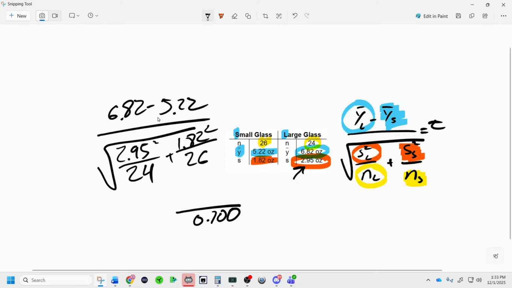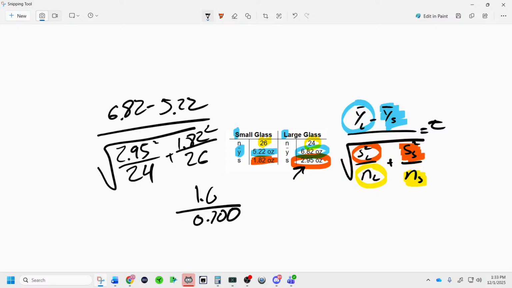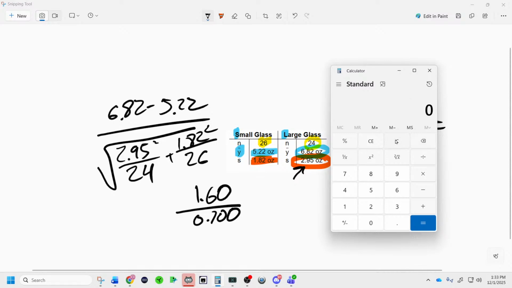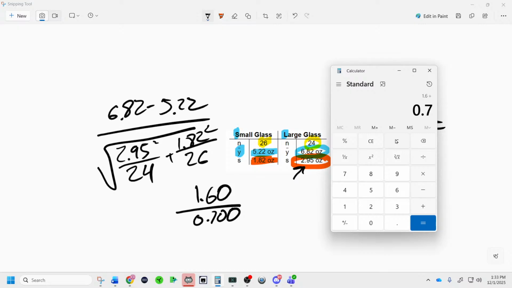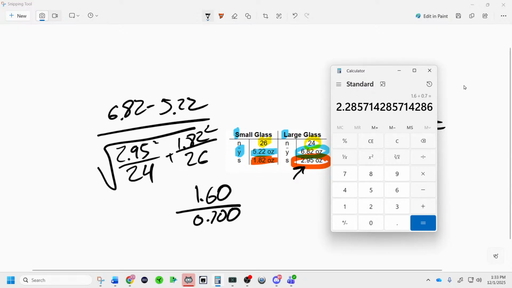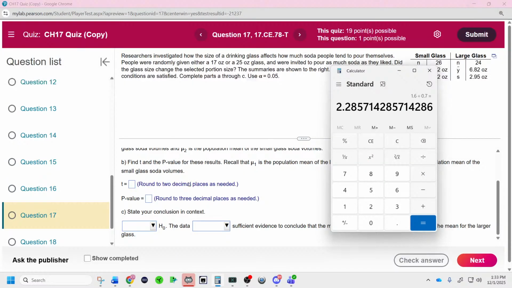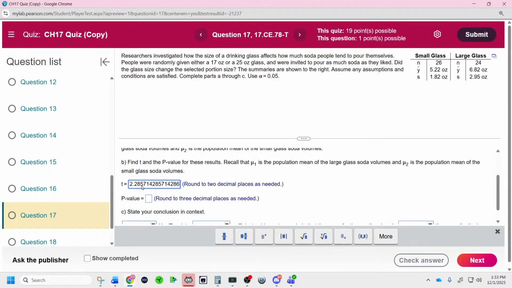And now we just take the top, which is the difference, which is going to be, we can actually do it in our head, 1.6, I believe. And so that's 1.60, which is going to be about 2.28, I think. Let's check it out. 2.29. Okay. So 1.6 divided by 0.7, 2.2857. There we go. 2.2857, and that is the t-statistic right there. So the t-statistic is this, and we round to 2 decimal places.